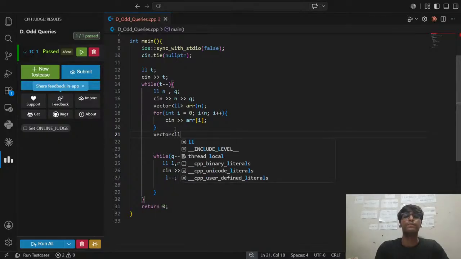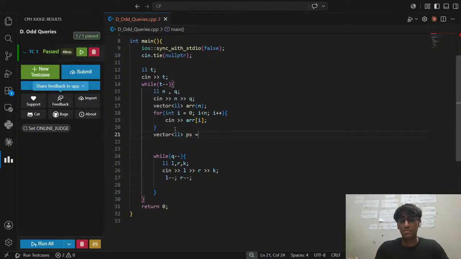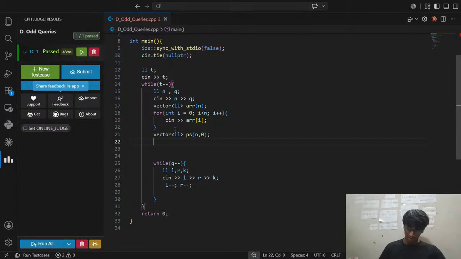And prefix sum. The first prefix sum we have is zero, 4, 5, and 8. That's not true. 2, 3, 4, 6, 0, 4.